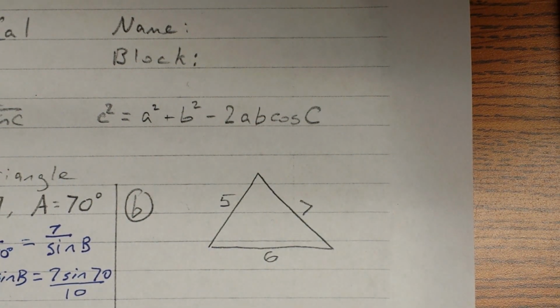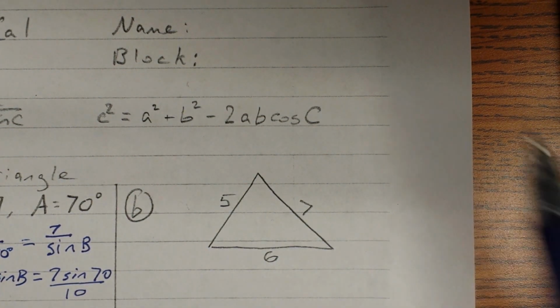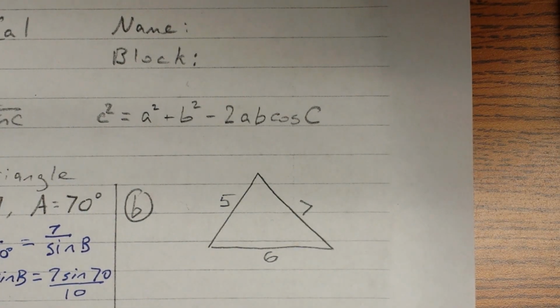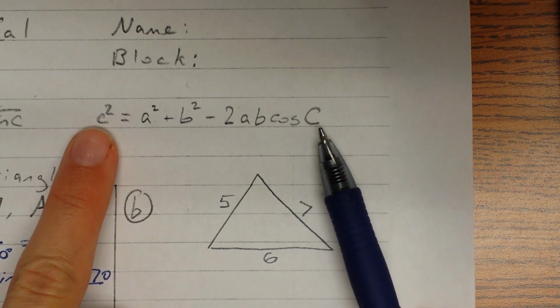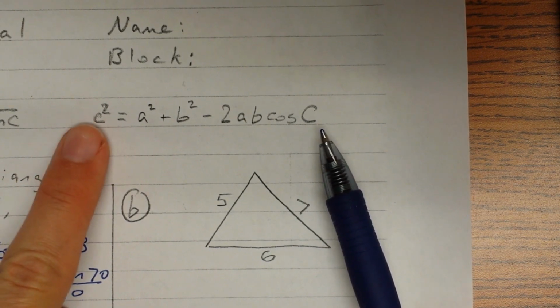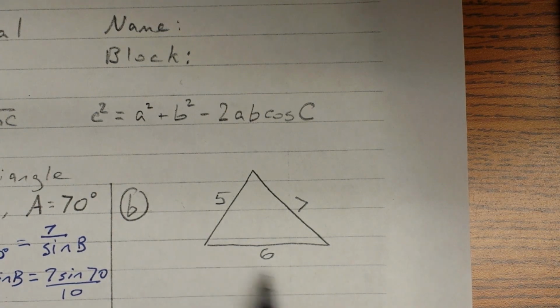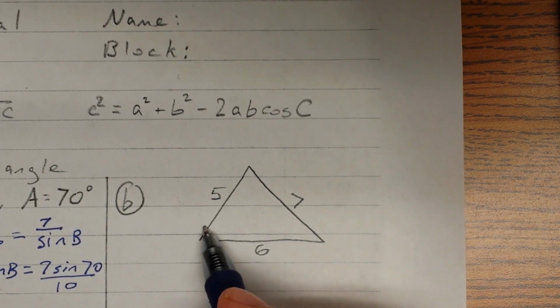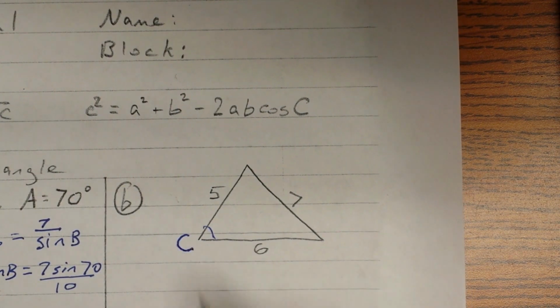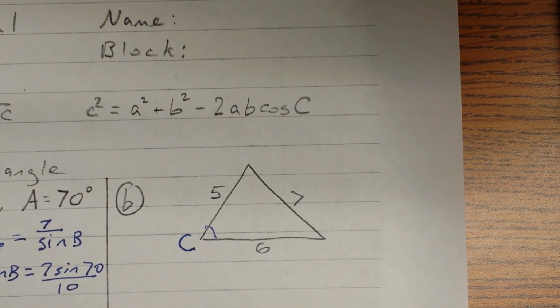Now, the trick is, notice this is called C, and this is also called C. So because both of these are C's, that means they are a pair. They go opposite from each other. This is side length C, and this is angle C. So depending on the way I set this up, I'm going to be solving for a different angle. Let's say I use the 7, the big side, as my C over here. That means I'm going to be solving for this angle across from it. Okay, so I'm going to set this up like so.